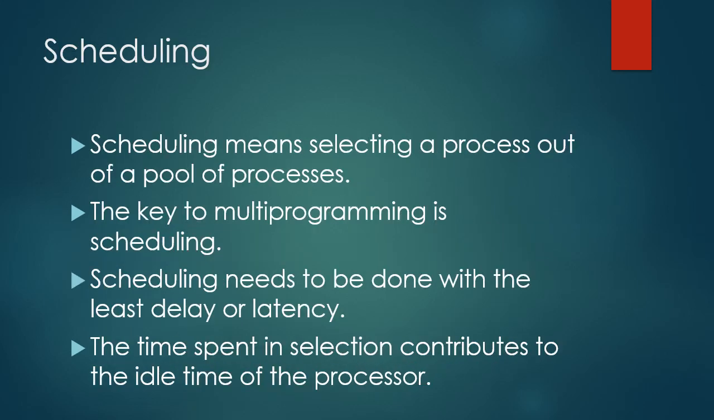Scheduling means selecting a process out of a pool of processes. The key to multiprogramming is scheduling. Every time the currently running process leaves the processor, the operating system needs to select another process. Scheduling needs to be done with the least delay or latency. The time spent in selection contributes to the idle time of the processor because the processor sits waiting for a decision over who is going to run next.